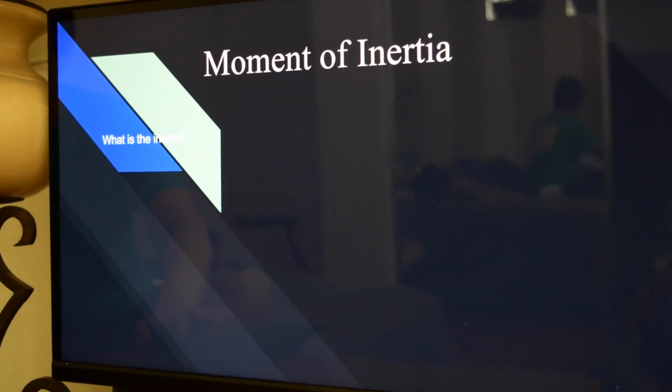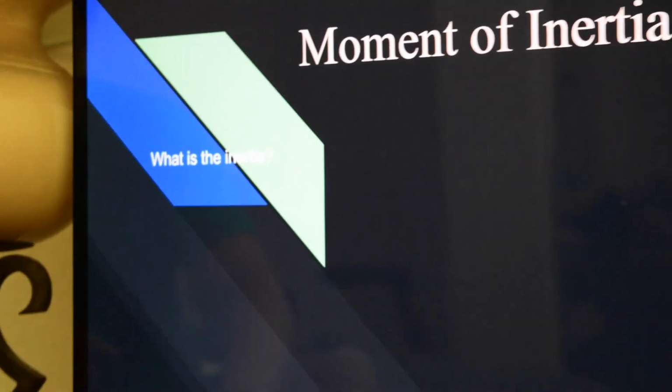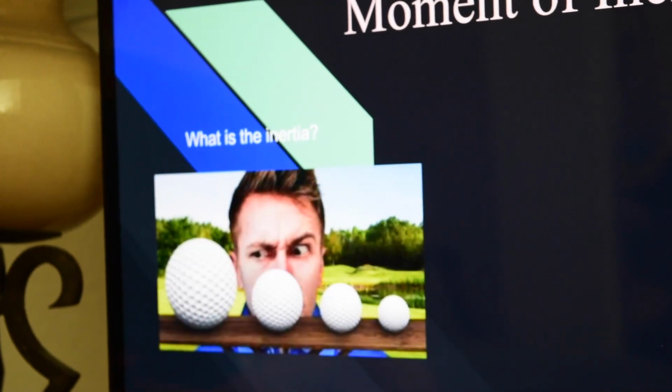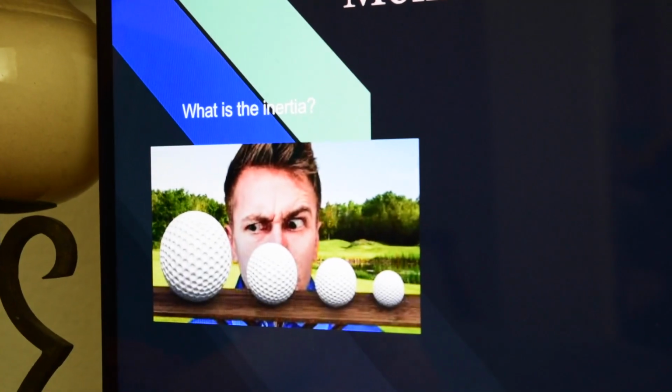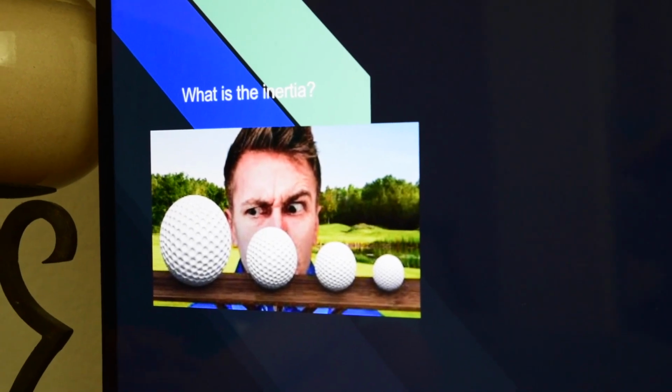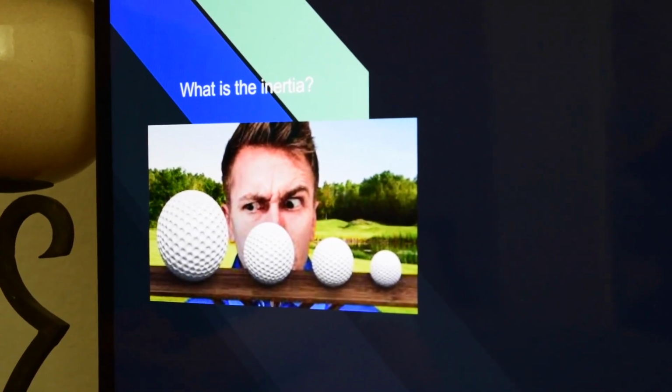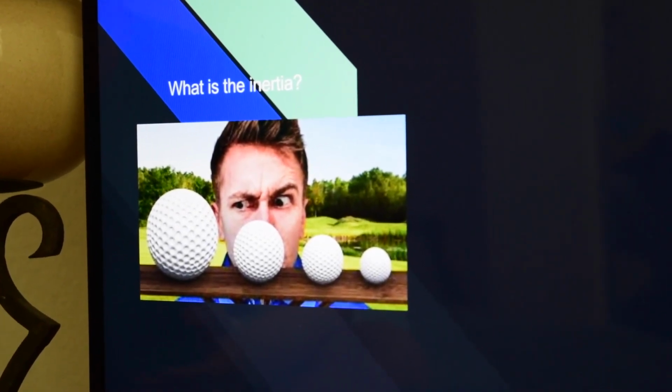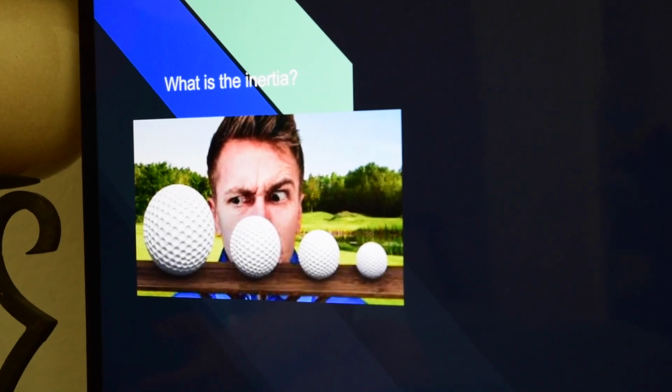So what is inertia? Inertia is simply an object's tendency to resist acceleration. The larger the mass, the larger the inertia. In this picture, we see that there are 4 different golf balls. If dropped, we know that all 4 golf balls will fall at the same time, but the larger ball will require more force to attain the same acceleration, because it has greater inertia.